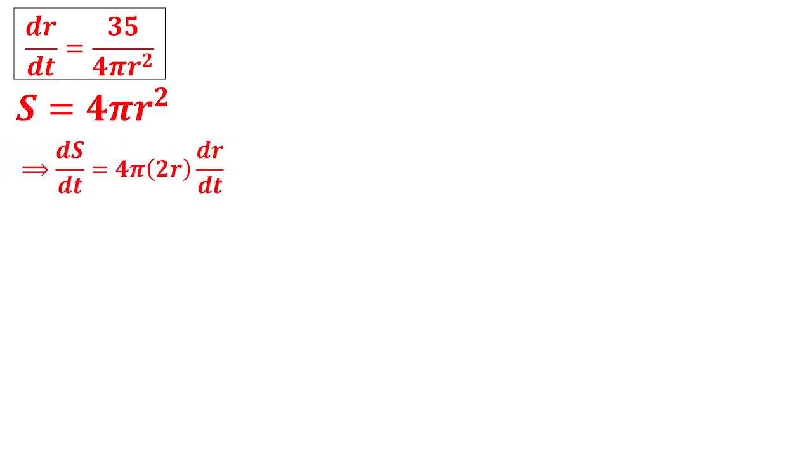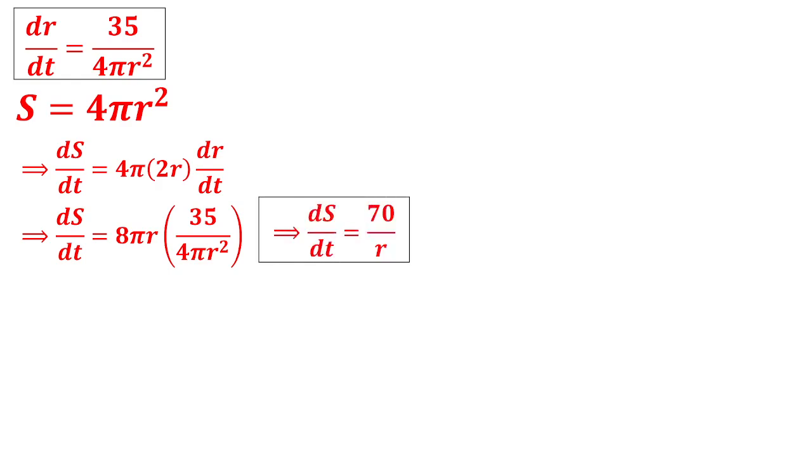Once again, differentiating it with respect to t on both sides, dS by dt is 4 pi into 2r into dr by dt. That is nothing but 8 pi r into dr by dt. dr by dt we have already found. Substitute. You will get dS by dt is 70 by r.